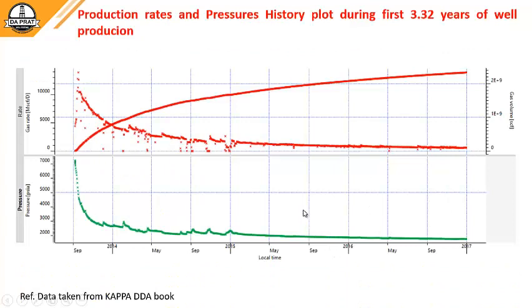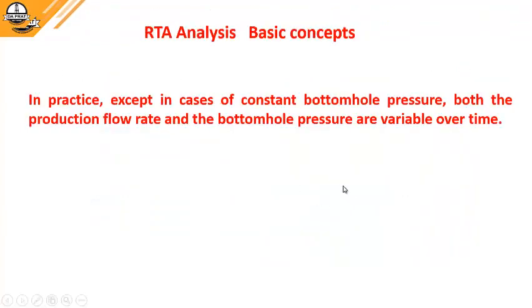So here is what we're going to present, the analysis of both rate and pressures. These are bottom hole pressures, these are rates and the cumulative. And this is just a history for 3.32 years of a well. And we're going to analyze the data and explain how rate transient analysis is done. Before that, I would like to introduce some basic concepts in case you're not familiar with rate transient analysis.